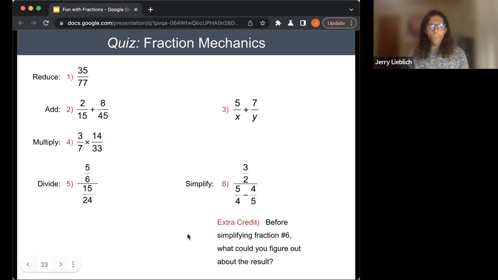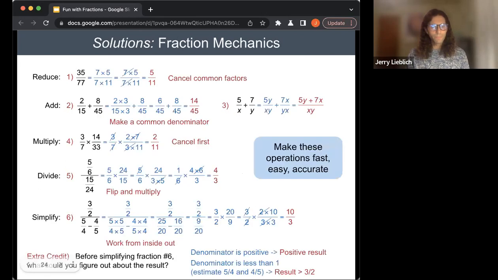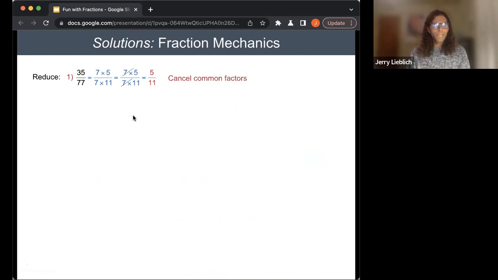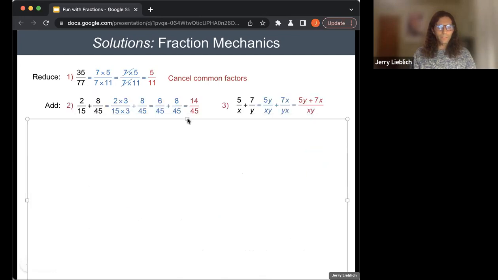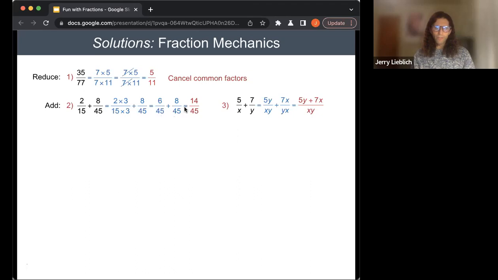Okay, let's go through these answers. So a lot going on here, so let me try to simplify this and work it out bit by bit. So for this first one, just to reduce, we can factor this out and cancel those common factors. For our second one, to do this addition, we need a common denominator. So we'll multiply this first one by 3 over 3, get it as over 45, add those together.